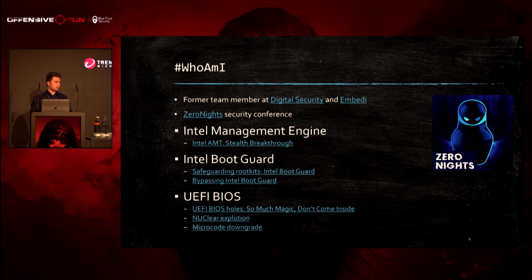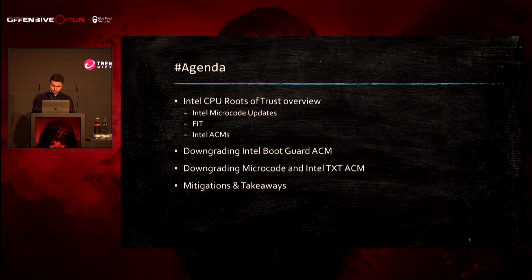I've been researching x86 platform security for quite a long time. This work covers subjects like Intel Management Engine, Intel BootGuard, and UEFI BIOS security. Today we're going to talk about issues in low-level architecture components like authenticated code modules, which I will be calling ACMs, and the microcode. We'll see how these issues can be discovered and exploited, and then we'll talk about possible mitigations for such an attack surface.